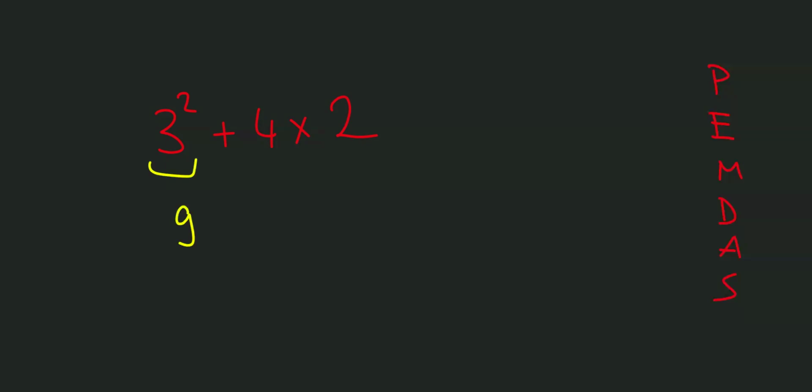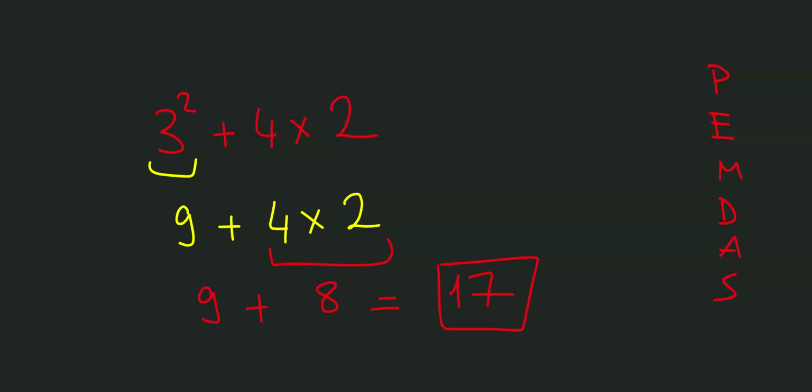plus 4 times 2. Now in the expression there is addition and multiplication. So again, according to PEMDAS, we should take care of the multiplication first. So 4 times 2 is 8. There was 9 here. 9 plus 8, which is 17. So the answer is 17.